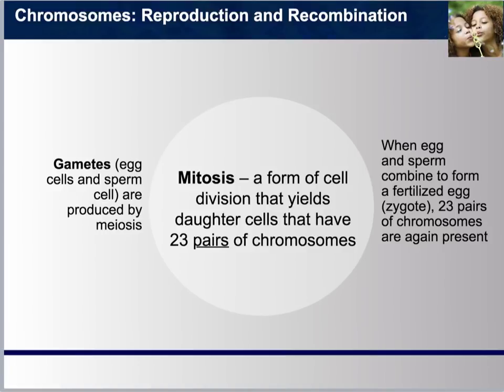Please note, as a recap, gametes are these haploid cells that only have 23 chromosomes, whereas when we look at diploid cells, they have 23 pairs of chromosomes. When an egg and a sperm combine, they basically form a zygote, and so 23 pairs of chromosomes are present when this occurs.